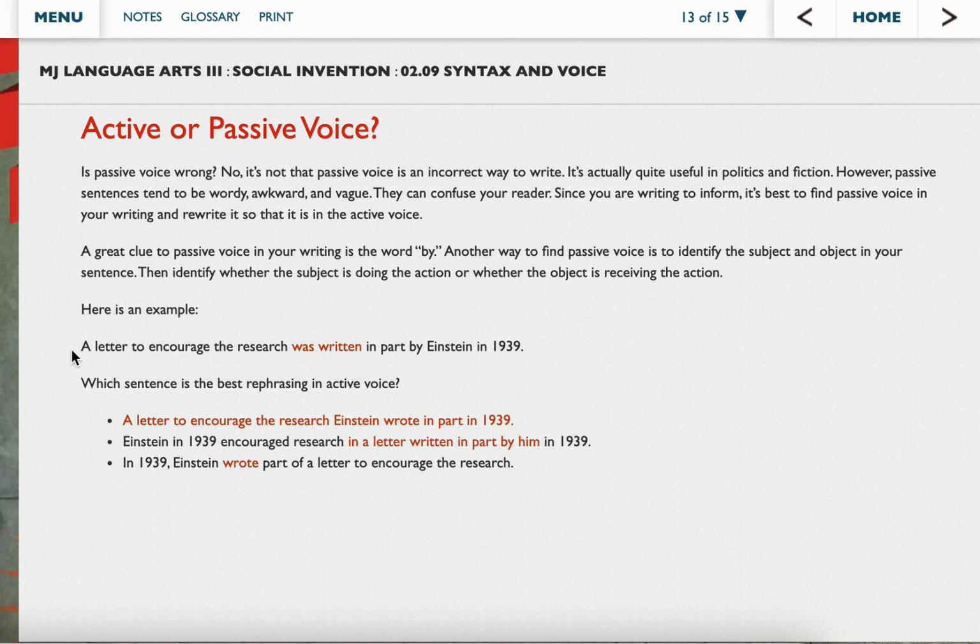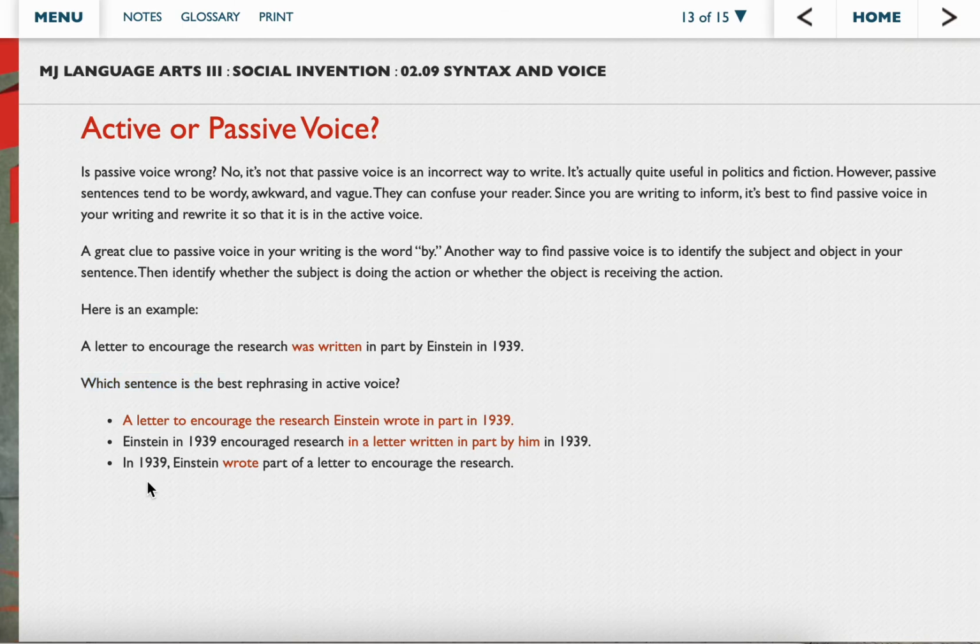Here's an example. A letter to encourage the research was written in part by Einstein in 1939. Was written. Notice the form to be in the verb. That makes it passive. So, which sentence is the best rephrasing in active voice?